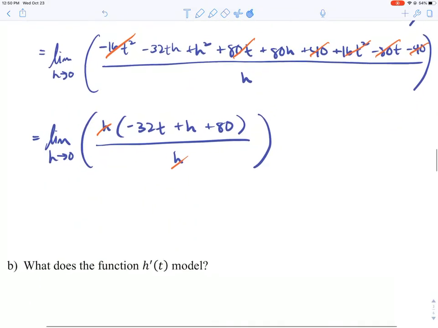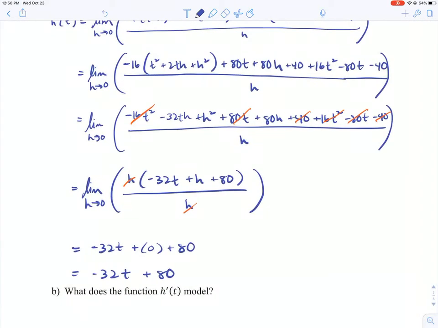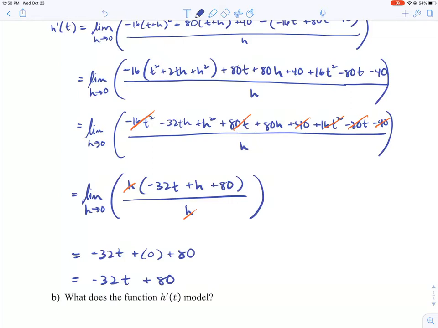This keeps freezing. And then now let's use direct substitution. So we get negative 32t plus 80. That's h prime.